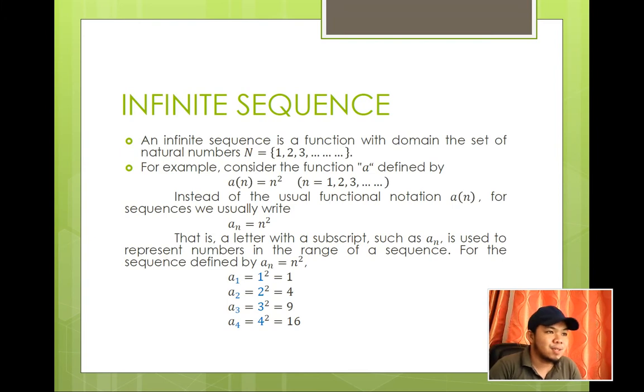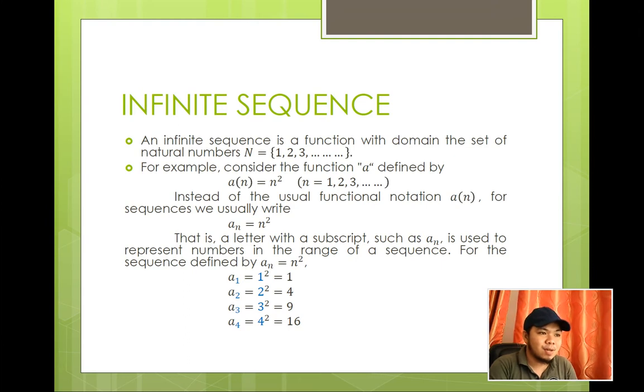For example, also, consider this function a defined by a(n) is equal to n squared. So, for example, ang given ng n, ang value ng n ay 1, 2, 3, and so on. Instead of the usual function notation, for sequences we usually write, ganyan, a letter with subscript such as a sub n. Ayan, ganyan po yung gagawin natin. It is used to represent numbers in the range of a sequence.